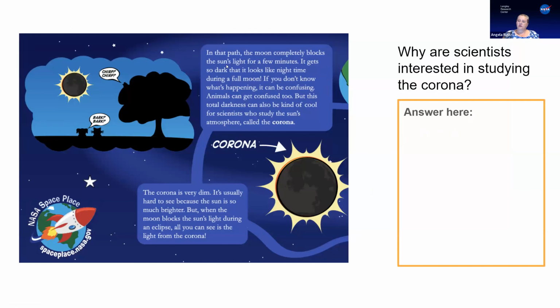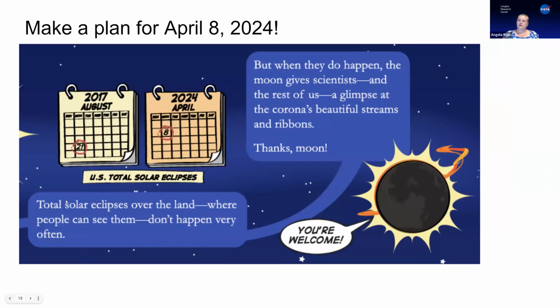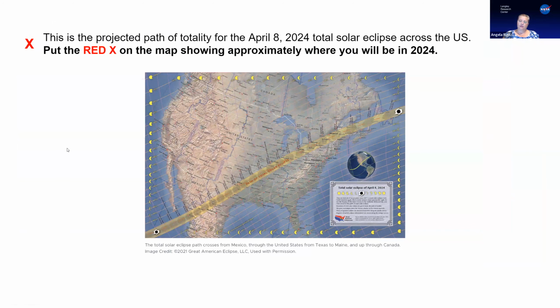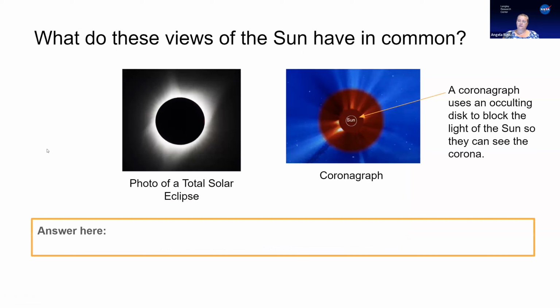Then they read this information. They can type in on the slide their answer. And then they make a plan for 2024. Okay. And look at the map for April 8th of 2024 and where will they be, and they can interpret this map and figure out what they anticipate that they will see.